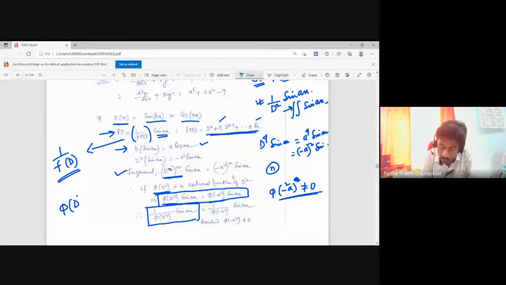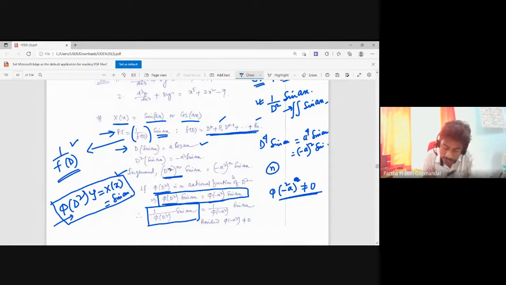Phi of D squared is the function you are considering on y, and on the right side you have sin ax. This is the differential equation now. We started with the general case, but it's not possible to find the general case except in this particular situation: the differential equation phi of D squared y equals sin ax. In that case, the particular integral turns out to be 1 by phi of D squared sin ax, and its answer is 1 by phi of minus a squared sin ax, provided phi of minus a squared is non-zero.